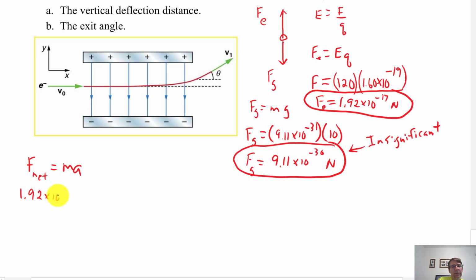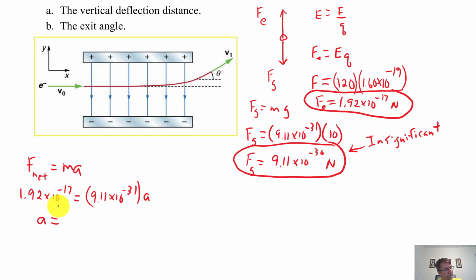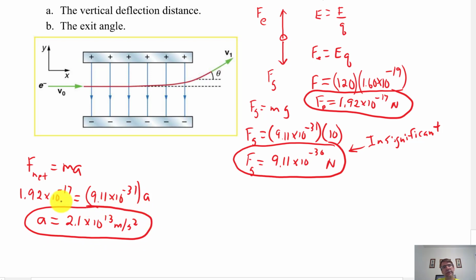1.92 times 10 to the negative 17th equals the mass, 9.11 times 10 to the negative 31st, that's the mass of the electron, times the acceleration. So it's going to accelerate up instead of accelerate down. It's not going to accelerate down at 9.8. It would if gravity were anywhere near the other force, or if there wasn't the other force. But the acceleration is 2.1 times 10 to the 13th meters per second squared. That's a huge acceleration, an acceleration upward. Not the final answer, but I like to circle the important numbers.